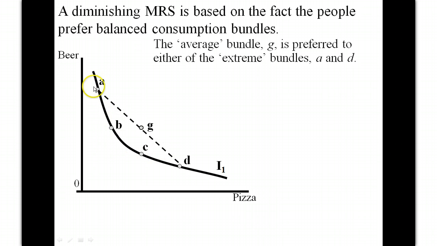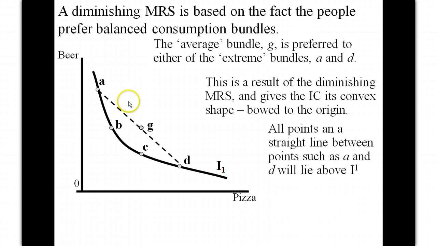But if you took the average of A and D, which are at the extremes, so the midpoint between A and D is this point G, you can see that G would be on a higher indifference curve. G would actually be preferred to both B and C if you give them the average of A and D. So the person would prefer a balanced consumption bundle.